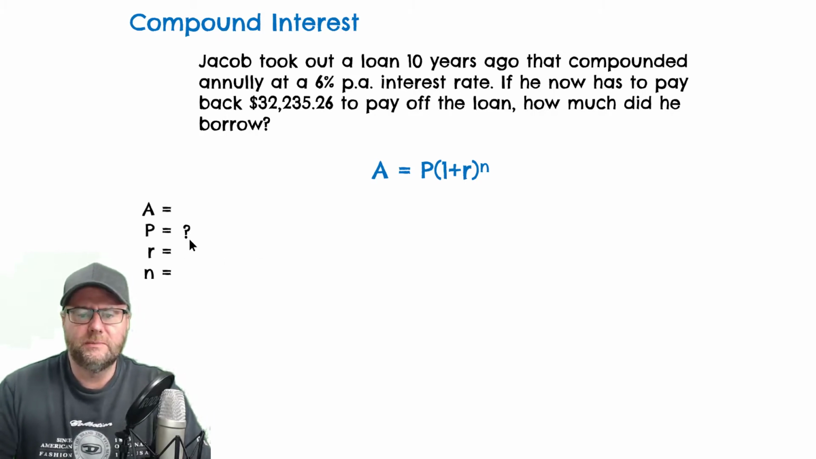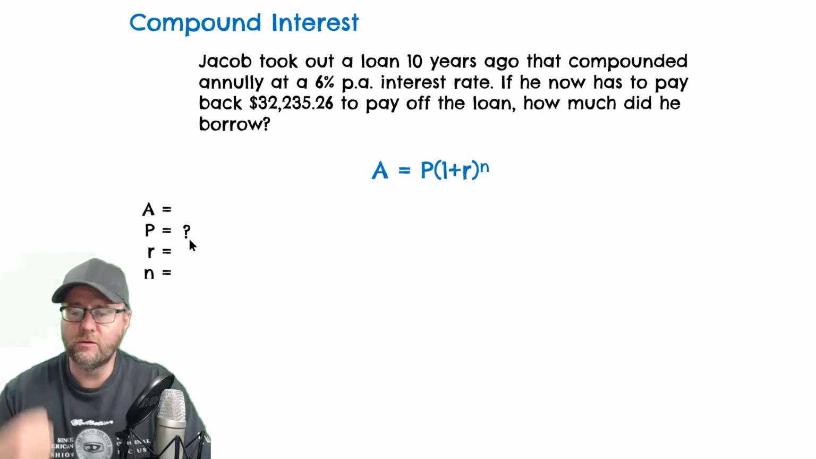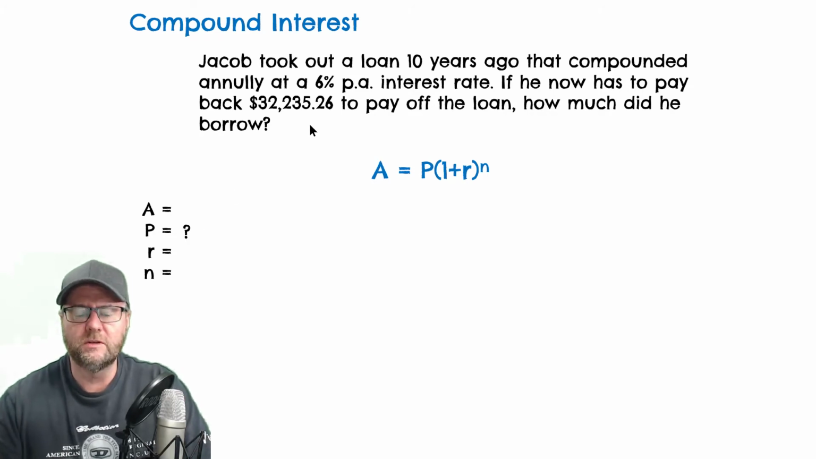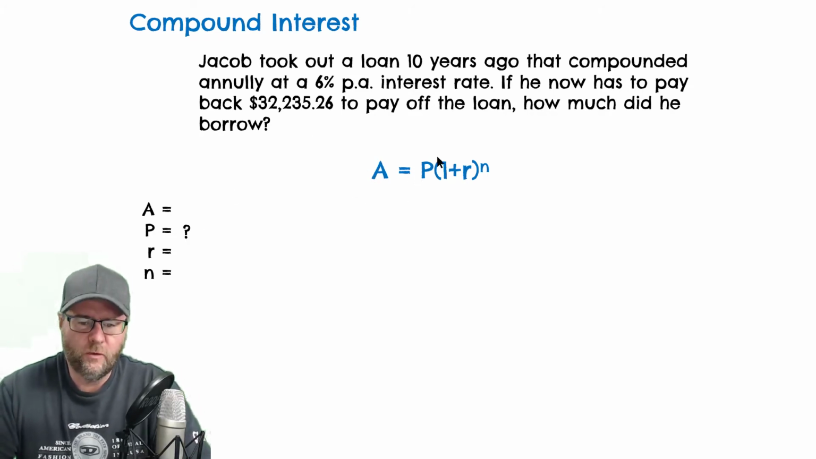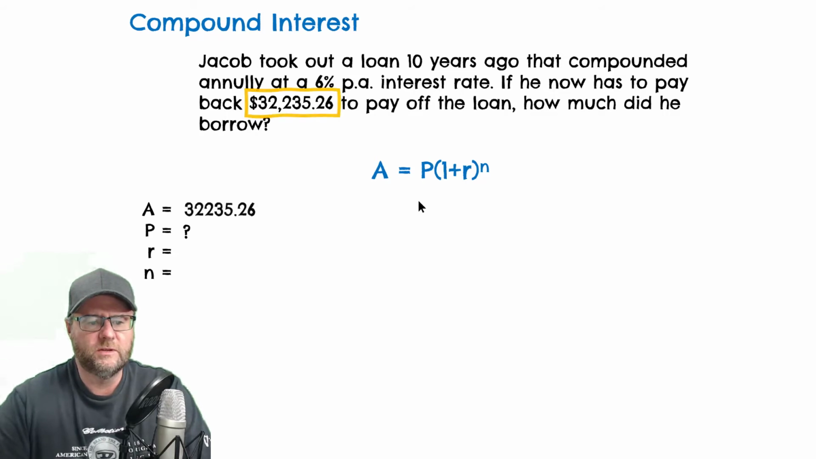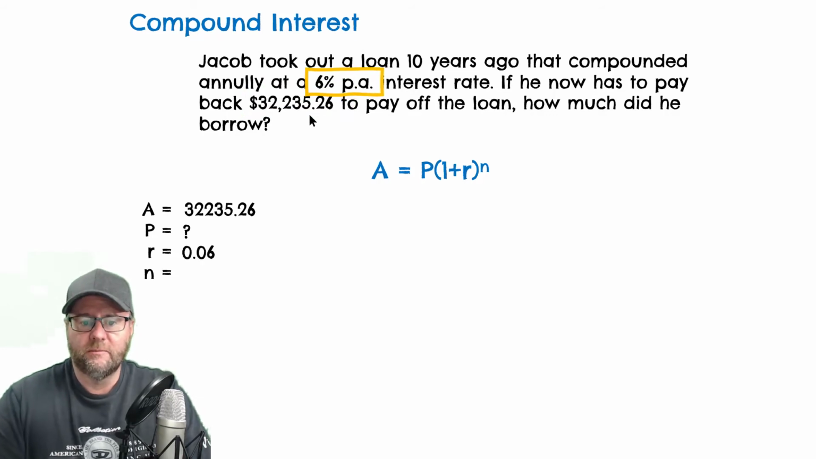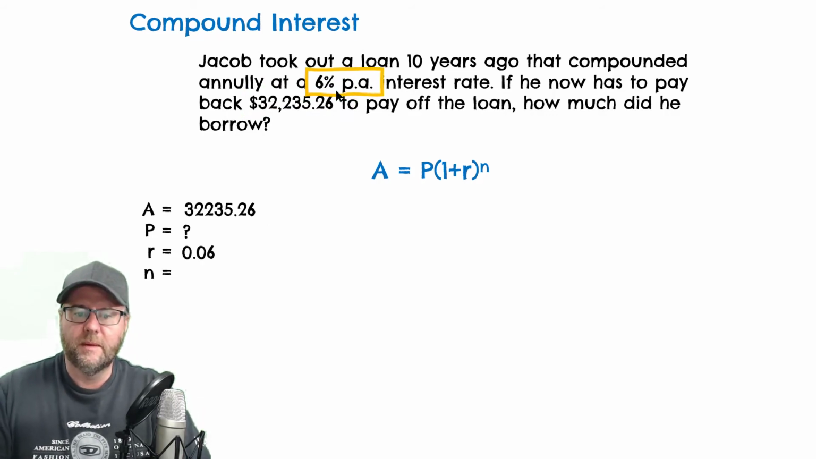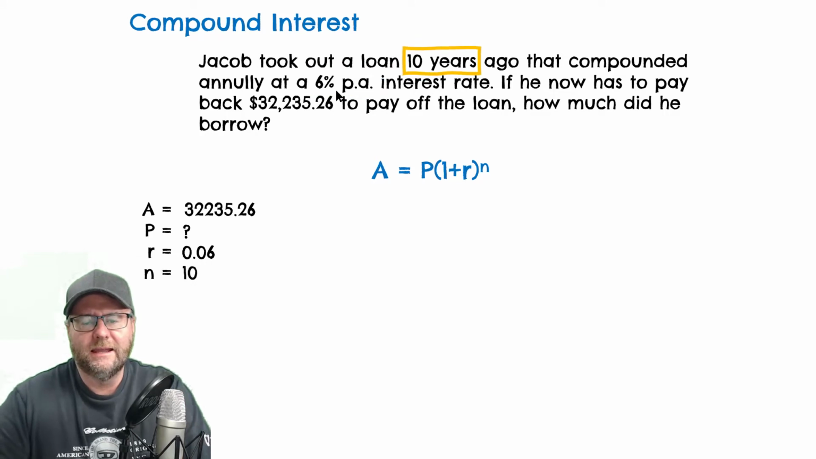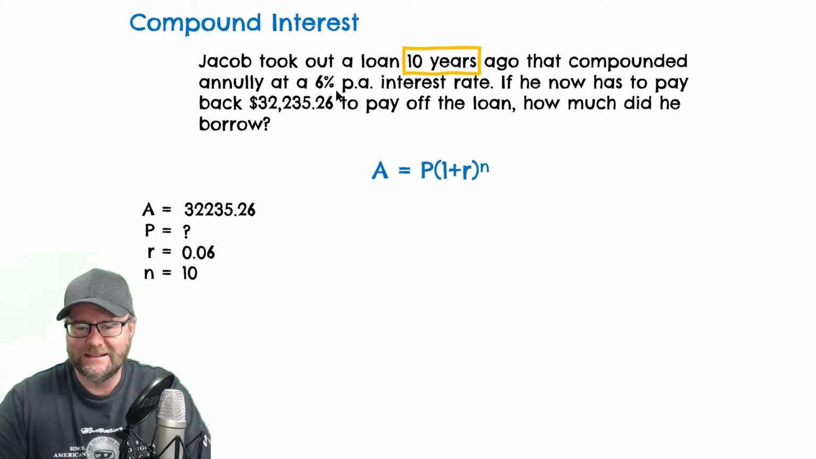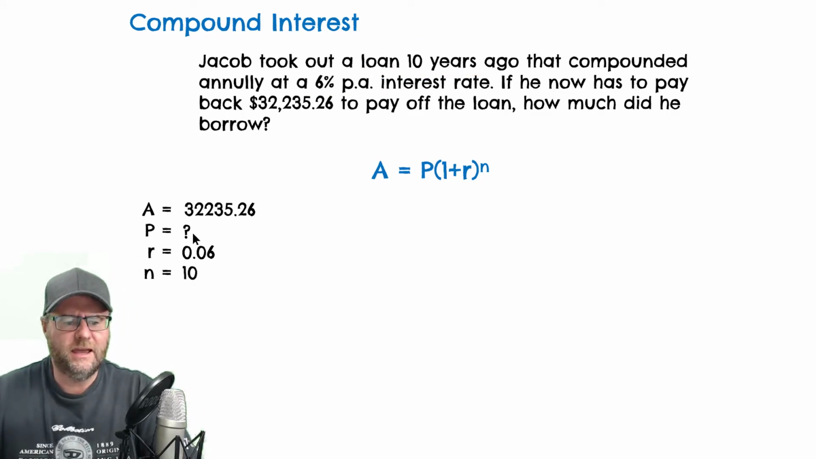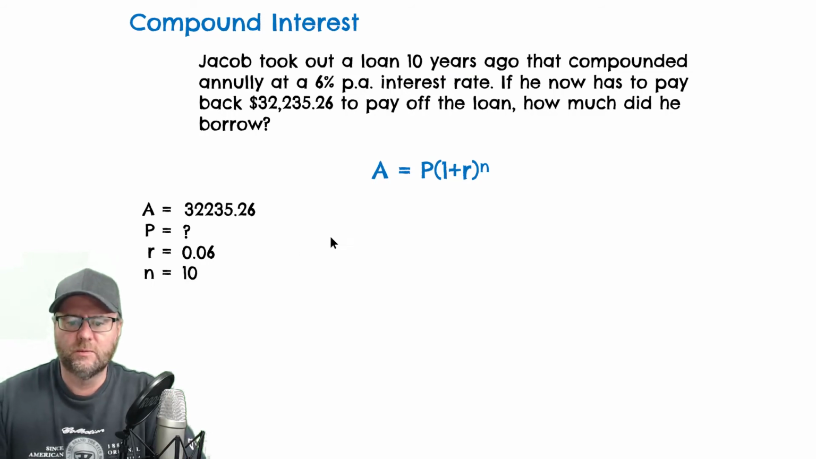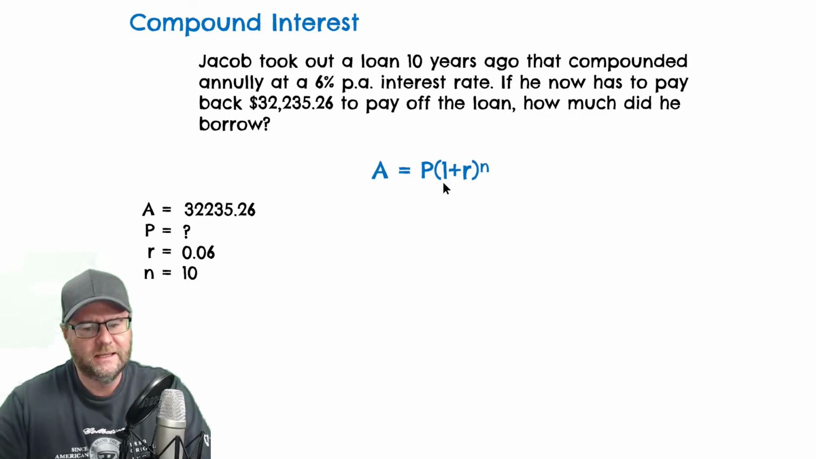So I don't know the principal in this question. I don't know the starting amount. I know the amount that it grew to. So first, before we play with this formula, let's just have a look at what we do have. We've got the amount that the loan grew to, the A value. We've got an interest rate of 0.06. Remember to turn that into a decimal. And the time periods are 10 years. Now, what I don't have is the P, the principal. How can I use this formula to work out P?